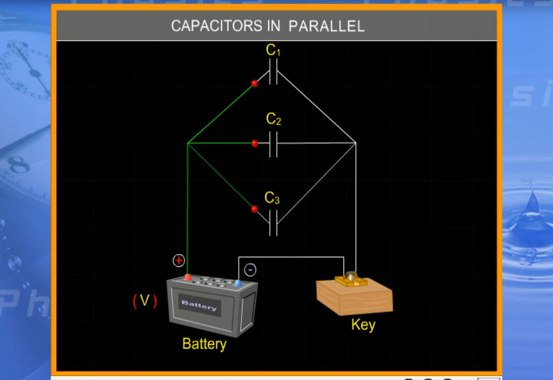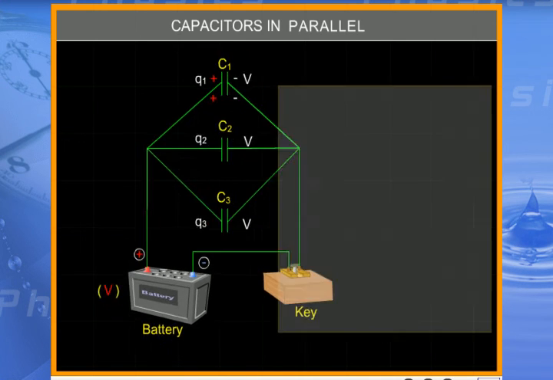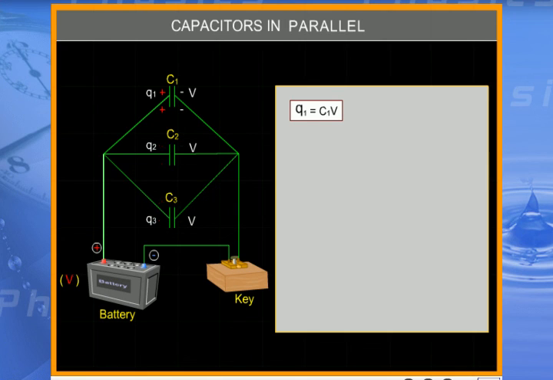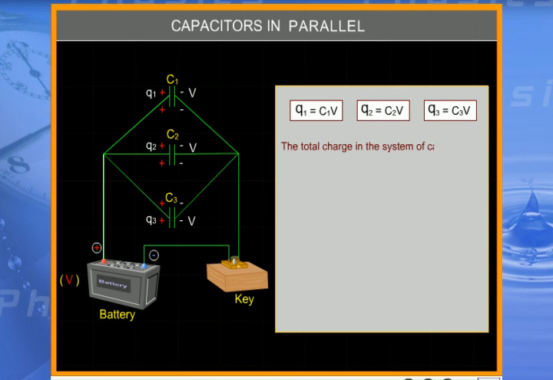The potential difference across each capacitor is the same. The charges on these three capacitors are Q1 is equal to C1V, Q2 is equal to C2V and Q3 is equal to C3V. The total charge in the system of capacitors is Q is equal to Q1 plus Q2 plus Q3. Therefore, Q is equal to C1V plus C2V plus C3V.